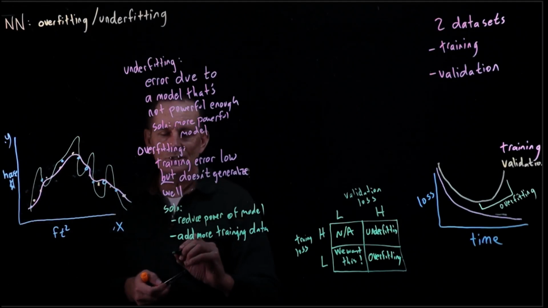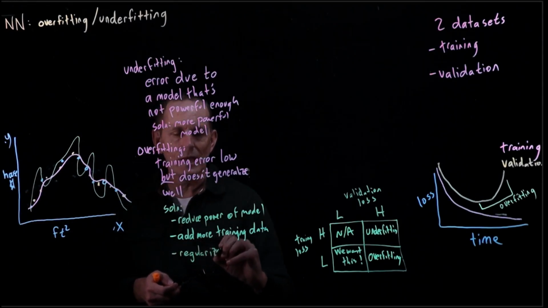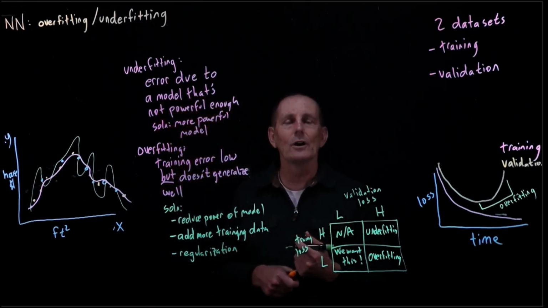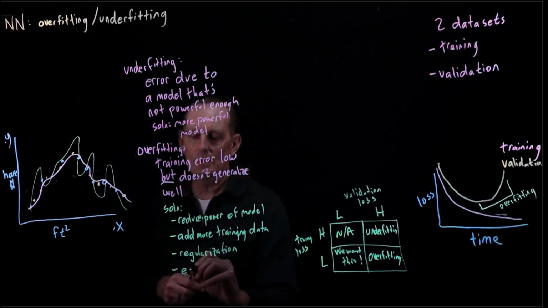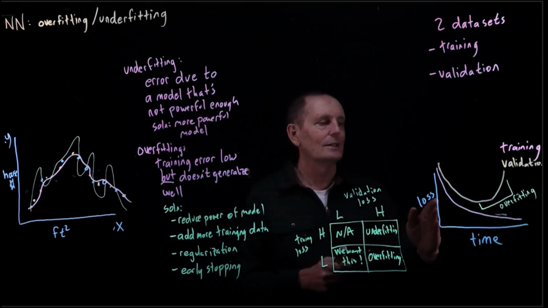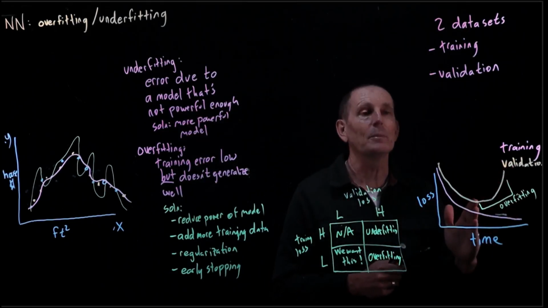There are other solutions as well. We're going to look at regularization later. This is a way to reduce the power of a model. And the other thing we can do is what's called early stopping. That is, we just keep training until the validation loss starts going up again. And that tells us we overfit. So stop here, keep the values of the parameters that we've got at this point.